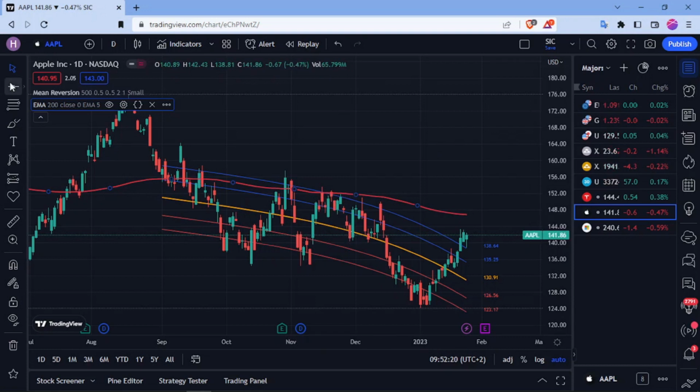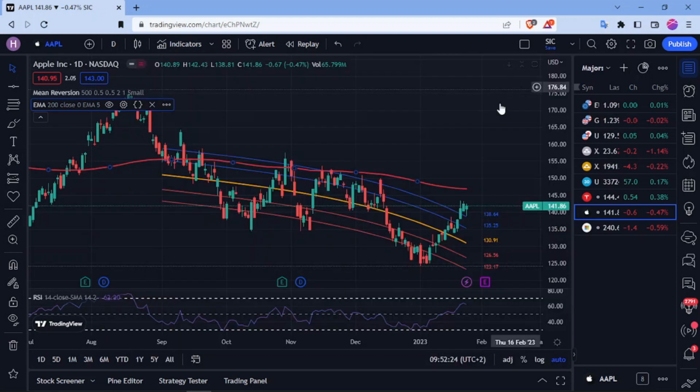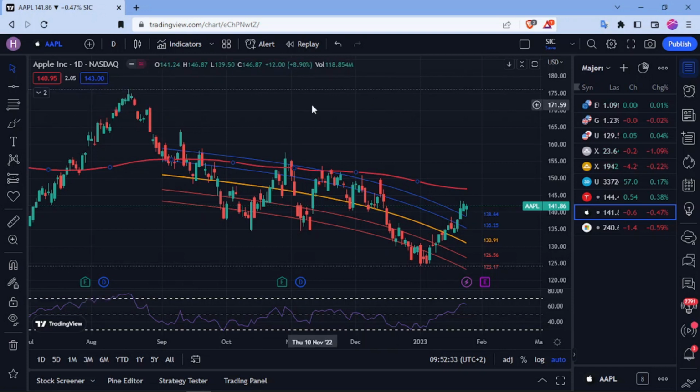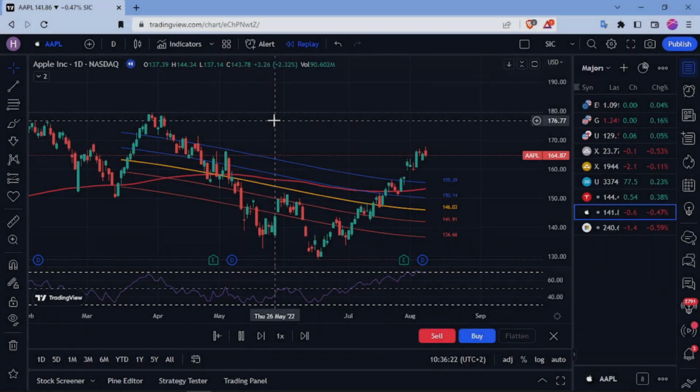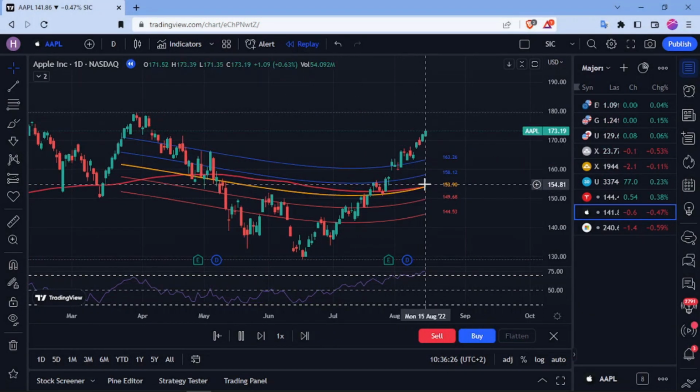are going to add an oscillator to identify divergences in the market. I'm going to be using the Relative Strength Index, or RSI. The reason for adding the additional indicator is that it helps us identify areas of overbought and oversold, and we use this in conjunction with our mean reversion indicator. Next, let me show you how to place a trade using the mean reversion indicator.